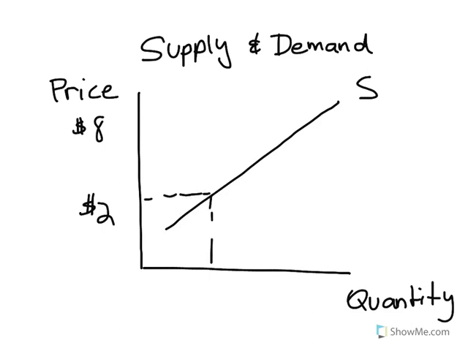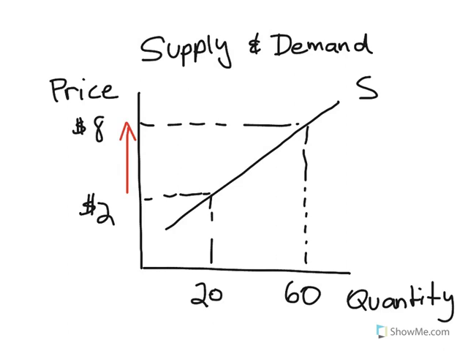At $2 a pack, I'm willing to supply 20 packages of gum. If the price rises to $8, I'm willing to supply a lot more. In this case, let's call it 60 packs of gum. This makes intuitive sense as well. As the price increases from a supplier's point of view, I'm willing to produce more. So I'm willing to move up the supply curve so that the quantity supplied will increase, which means as the price increases, the amount that I'm willing to supply, the quantity supplied, is going to increase as well.